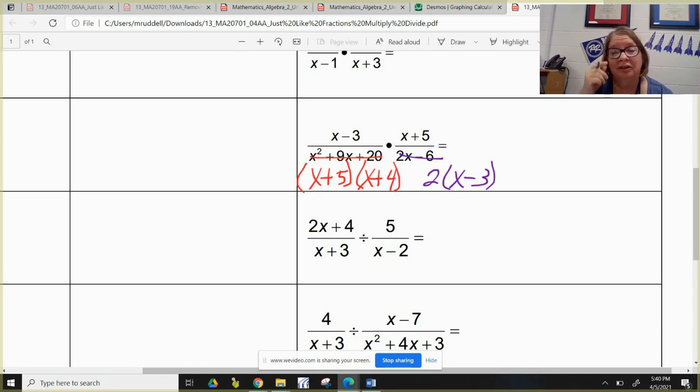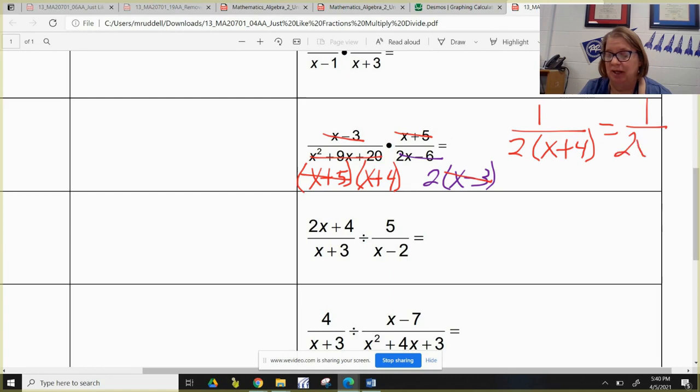Now, we're looking for any factors that are the same on the top and the bottom that we can cancel. There's an x minus 3. There's an x plus 5. So there's not anything left on the top, so that stays a 1. And on the bottom, you have 2 times x plus 4. Now, if you have a choice, you're writing these down for me, I am fine with you leaving it just like this. If you're working multiple choice, you may see it like that with the factored form, or you may see it distributed out to make 2x plus 8.